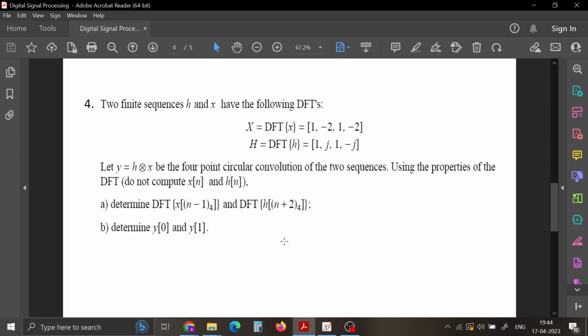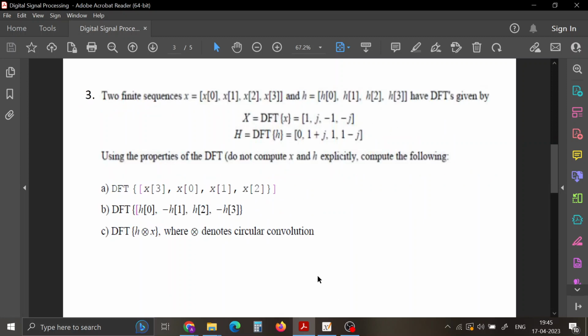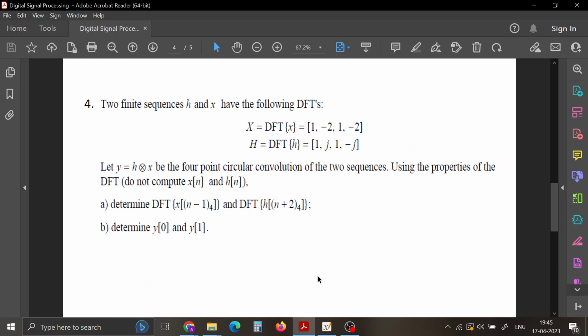But you are asked to find small y of 0 and small y of 1. For that you can take the IDFT. In order to go from capital Y of k to small y of n, you need to just simply take the inverse DFT, that's it. And just find the IDFT at these 2 points, 0 and 1. So we will just do that. This will be very simple. When we actually solve it, it will be much simpler than what I might be sounding right now.